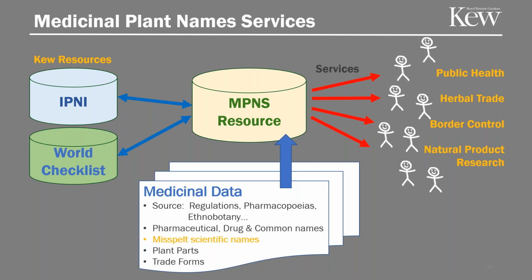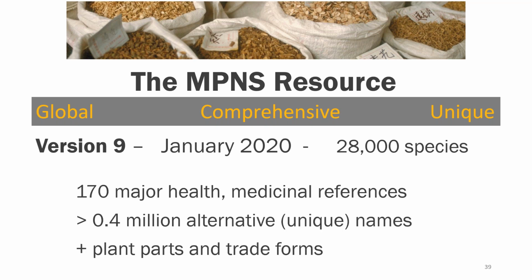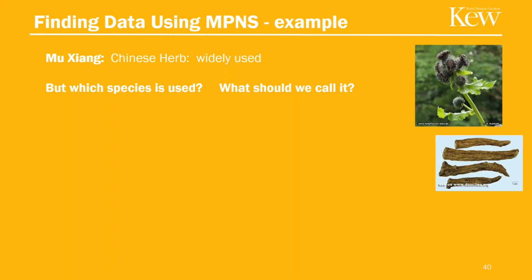And one of the audiences we wanted to reach, and have not yet really achieved it, has been publishing. So version 9 of our resource was published in January this year, 28,000 species of plant, drawn from 170 health medical references, with close on 500,000 alternative terms involving the plant parts and trade forms.